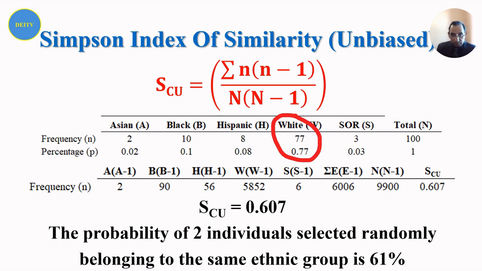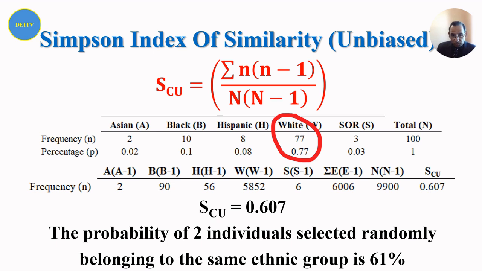3 times 3 minus 1, which is 2, which is 6. When you add that product up, it's going to be 6,066. And then you divide that product by the total number of individuals times the total number minus 1, which is going to be 9,900.